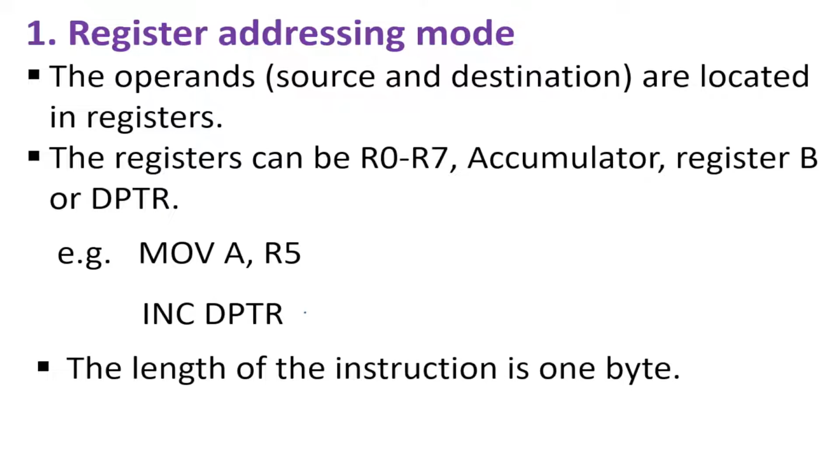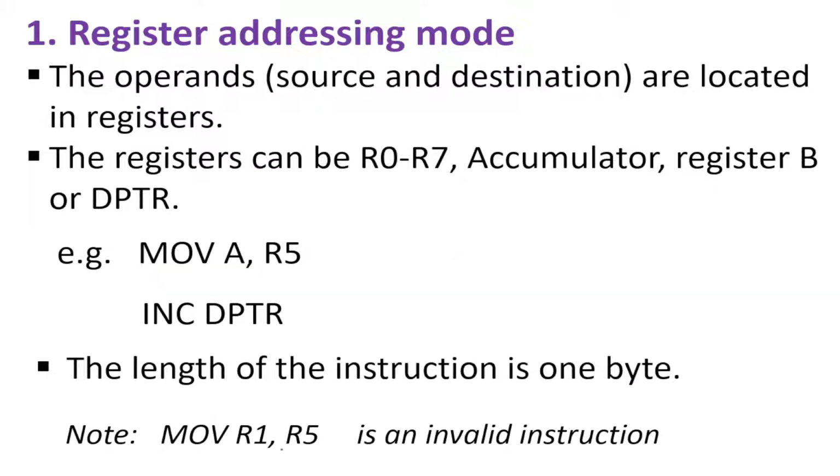The length of this instruction is 1 byte. What is the meaning of the length of instruction? It means that when you write the program and store that program in program memory, this instruction will require 1 byte of memory to store its opcode. So that's why the length of instruction is 1 byte.